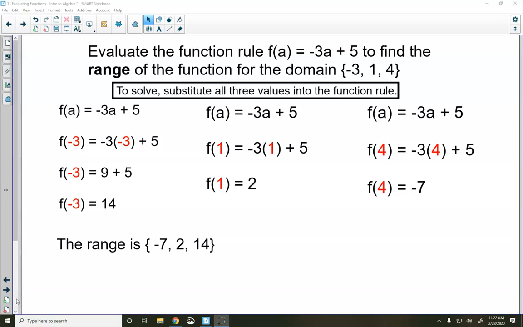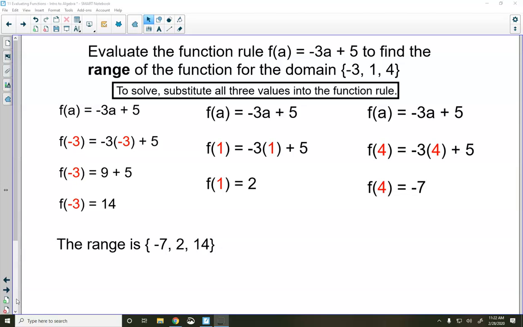Some of us are asking, why would you use function notation? Why can't we just use x and y all the time? This is one of the situations where we use function notation. It's where we're going to substitute multiple numbers in. Even though this looks like it's one problem, there's really three problems.